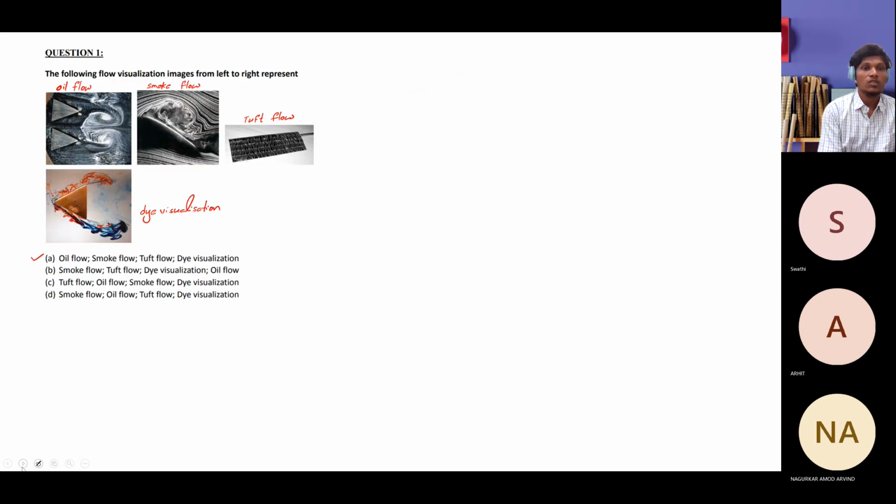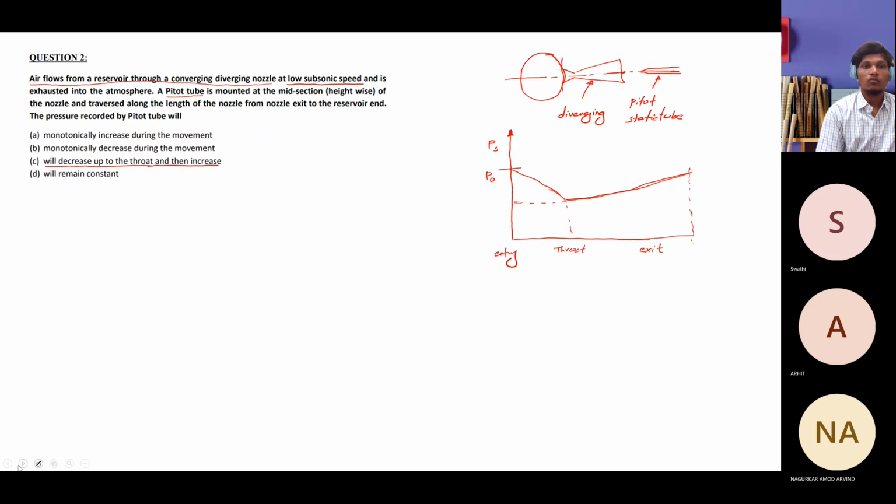Just a small recap of what we did last time. These questions are related to experimental flow visualization. This question asks for the names of the different flow visualization techniques. We can say oil flow, smoke flow, tuft flow and dye flow visualization. And similarly, we have another question.